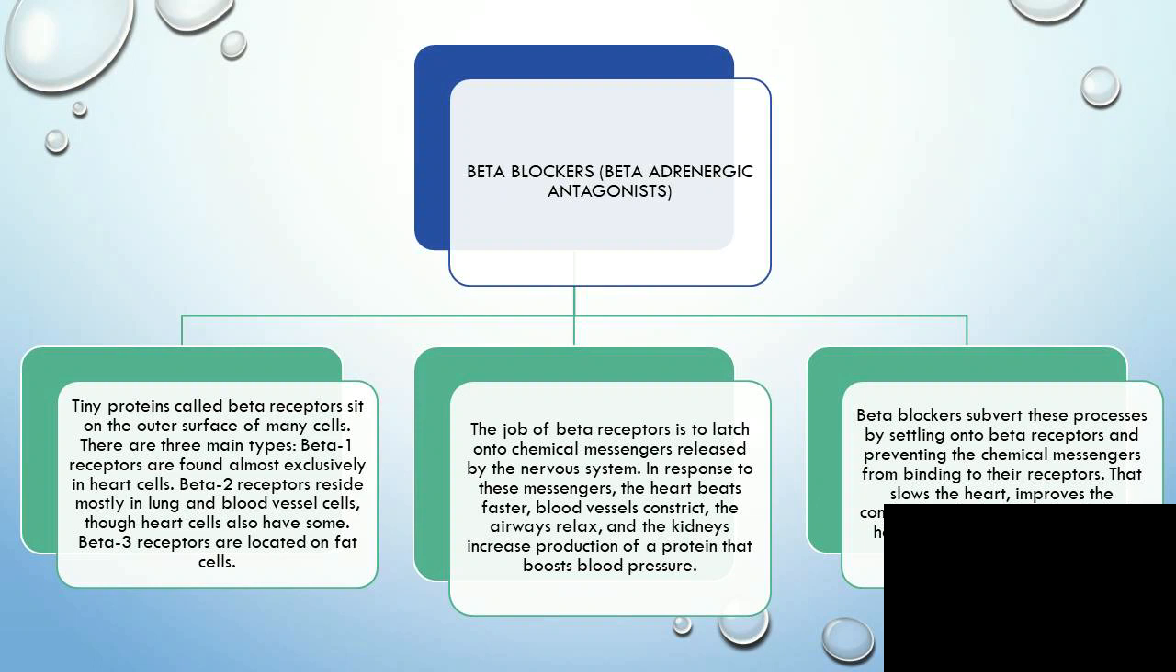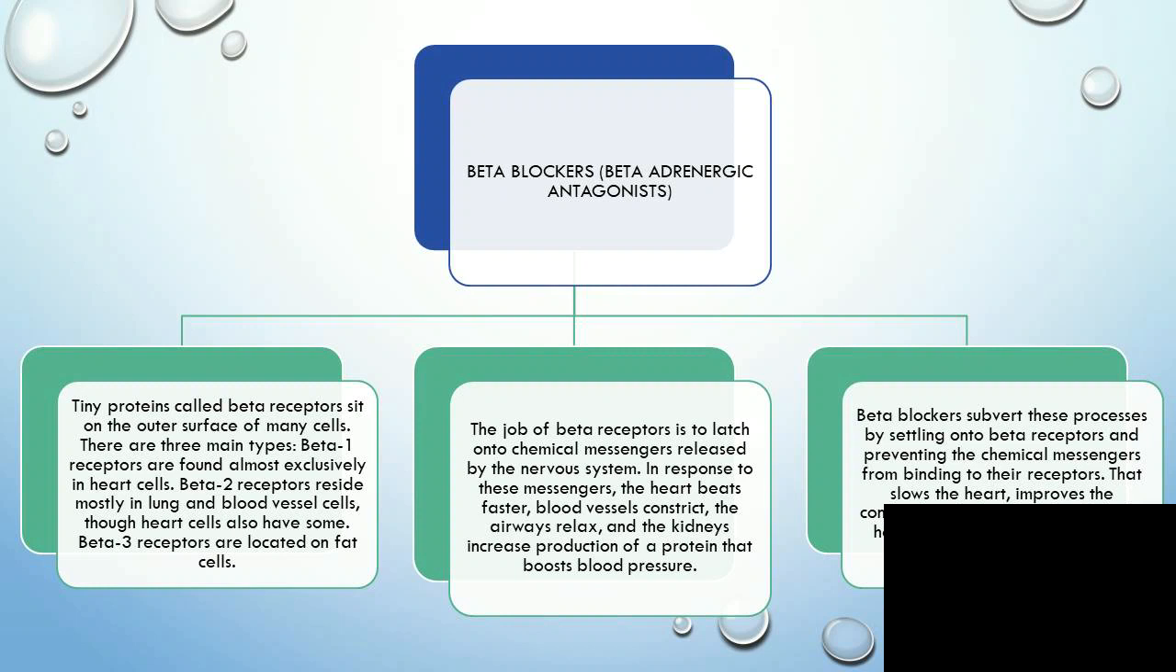So tiny proteins called beta receptors sit on the outer surface of many cells, and there are three main types. The beta-1 receptors are found almost exclusively in heart cells. Beta-2s are in the lung and blood vessel cells, although heart cells do have some. And beta-3 receptors are located on the surface of fat cells, I should say.